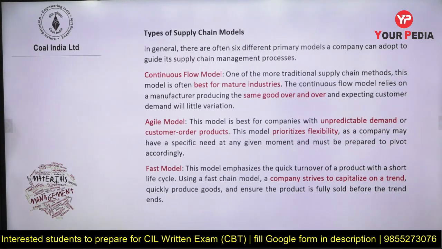Let's go with first, which is for most of the mature industries, continuous flow model. It's a very traditional, conventional model.